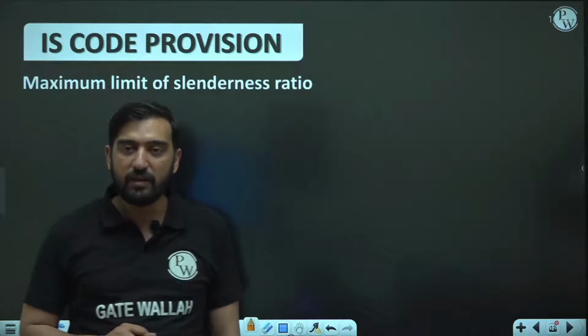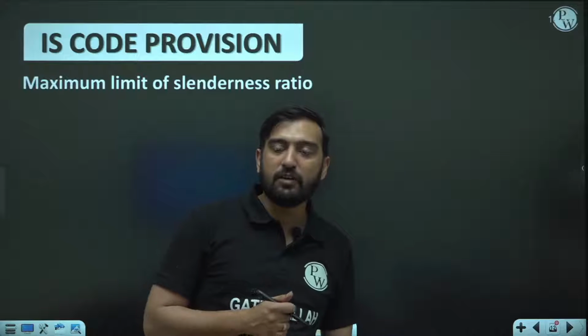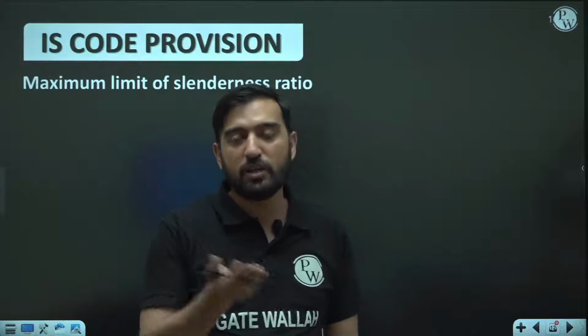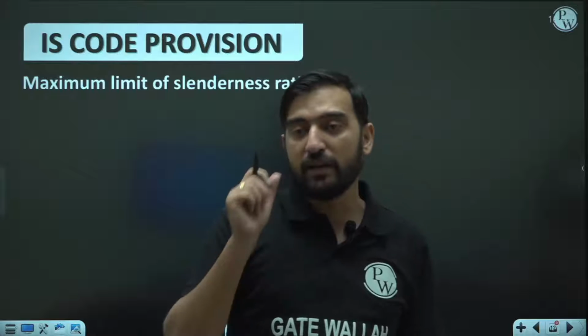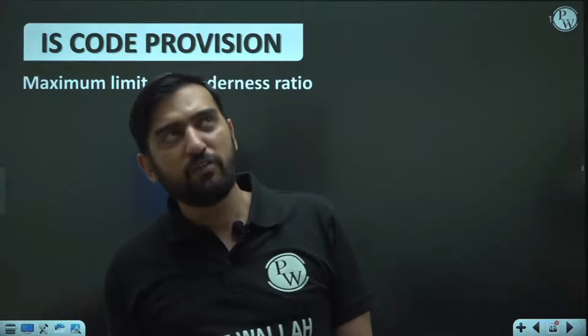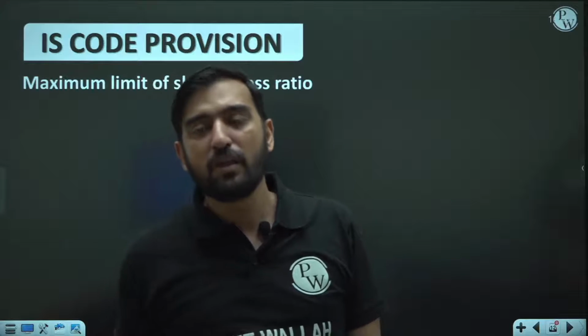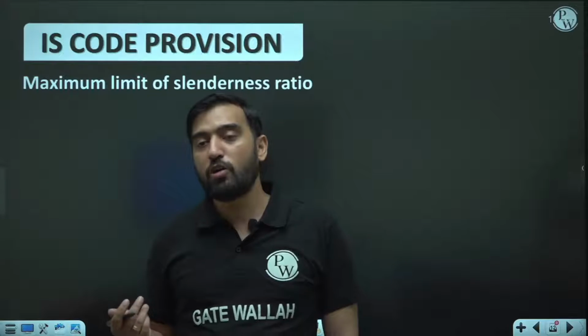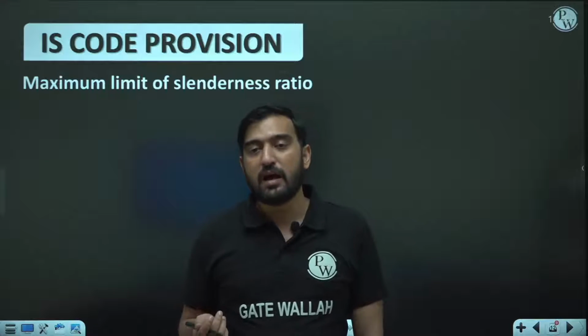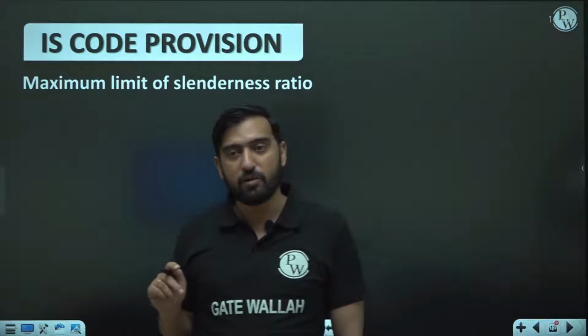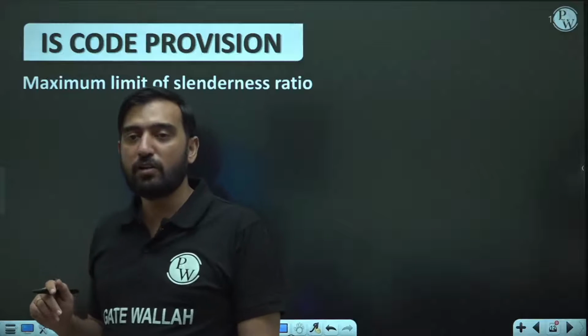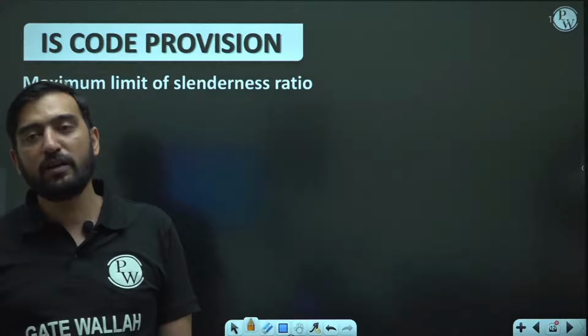And second thing is, if it is a case of cantilever type column, meaning only one end is fixed and another is free, then in that case the unsupported length, like we studied in case of beam, should not be greater than 100 b square by d. Okay, are you getting it or not? So what is the maximum limit of slenderness ratio?